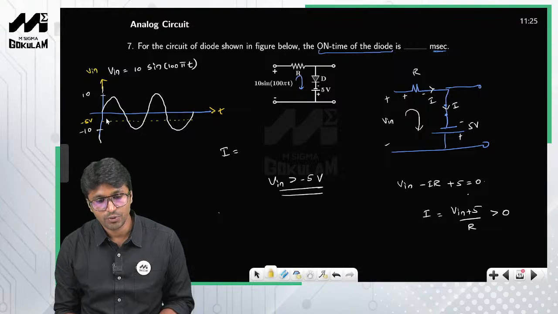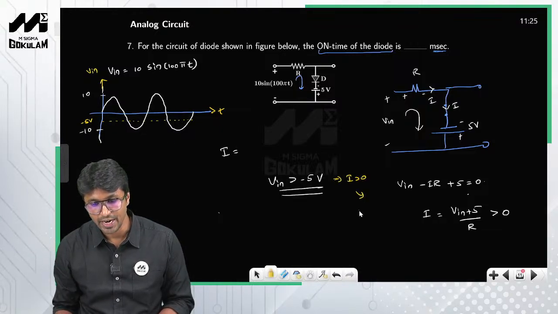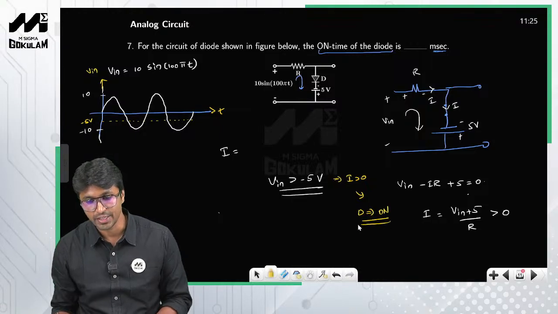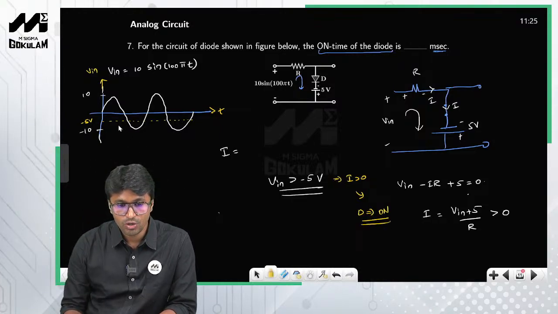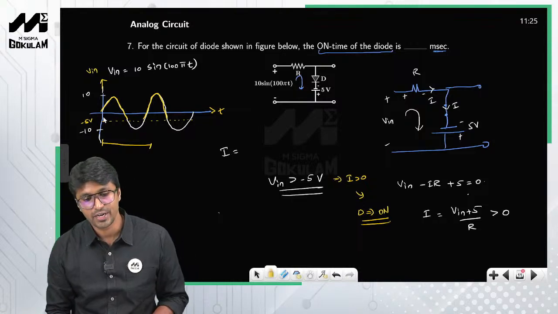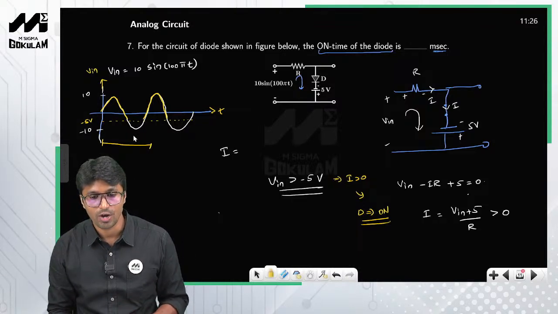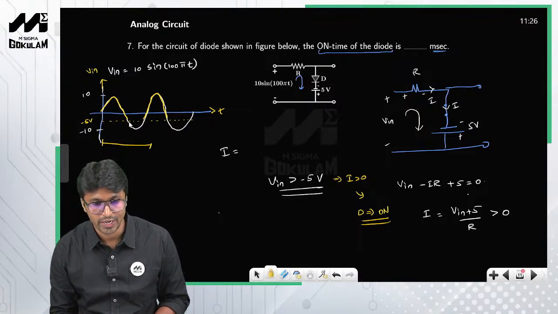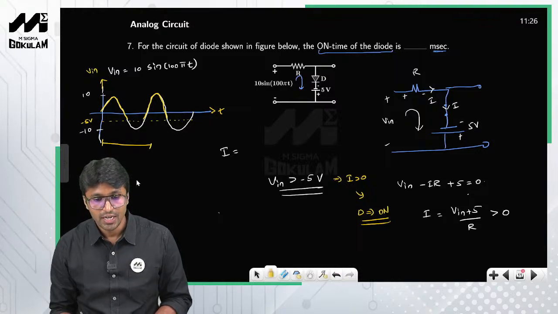For all the input voltage greater than minus 5, the current will be positive, implying that the diode will be on. So the diode will be on for this much duration, during this time and during this time. In one time period, you need to calculate the duration for which the diode will be on. So you need to calculate this duration and this duration. How do you do that?